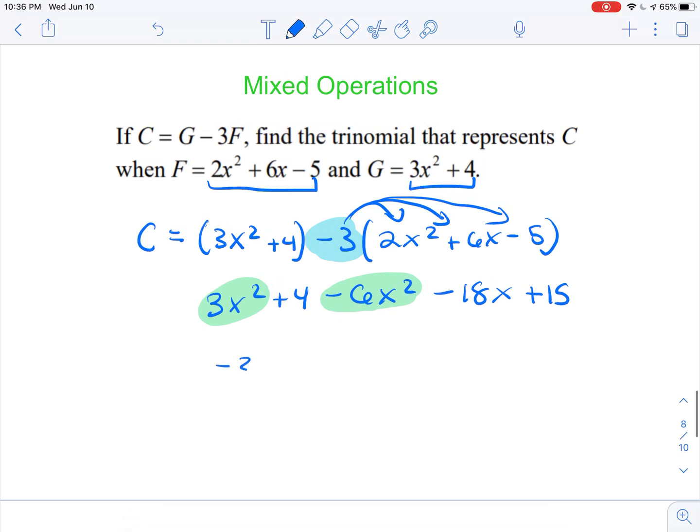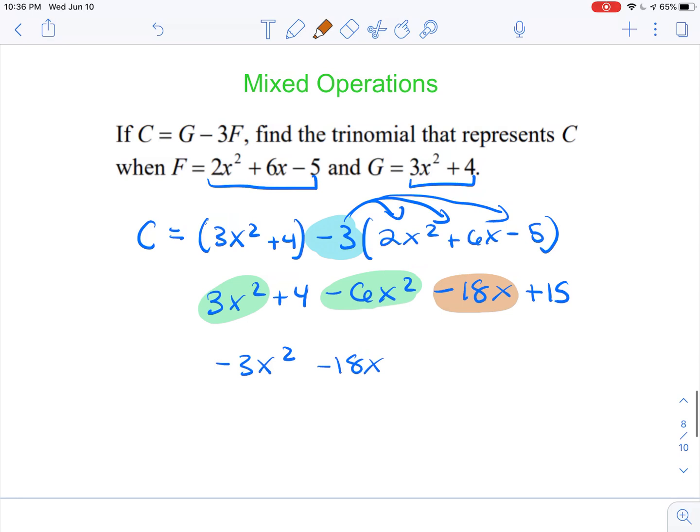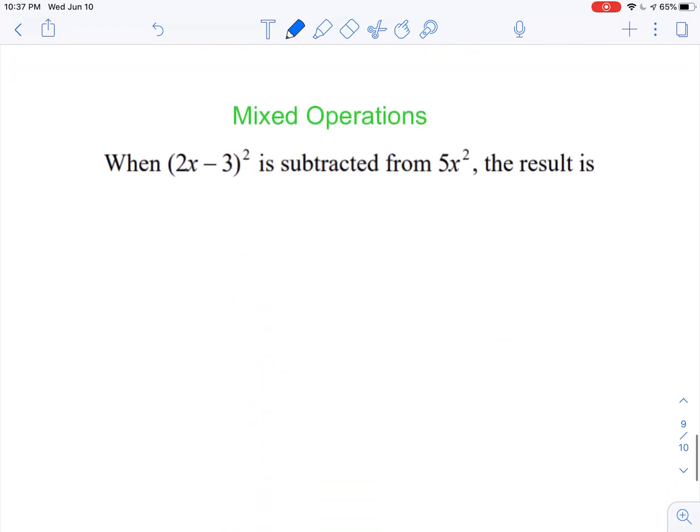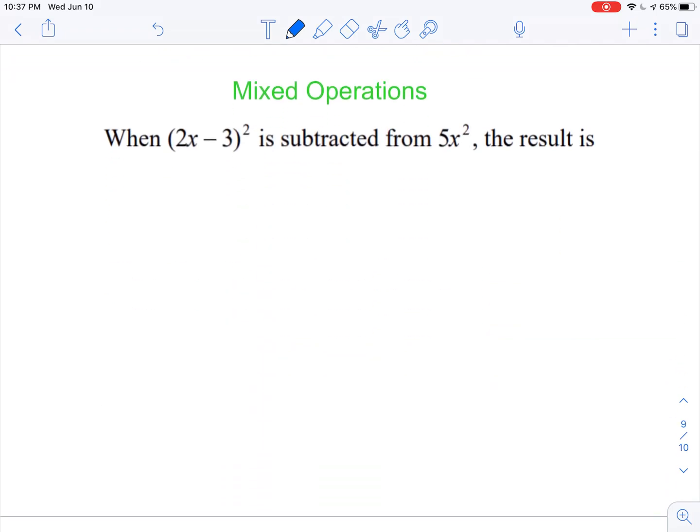So now we combine our like terms. So we got our x squared term. So it's a 3 minus 6. That's minus 3x squared. There are no other x terms, so I bring that down with me. And then my constant terms, plus 4 plus 15 gives me a plus 19, giving this as my final answer.